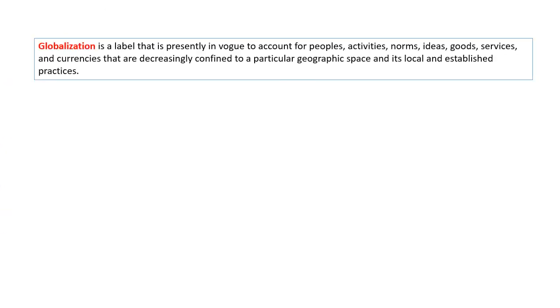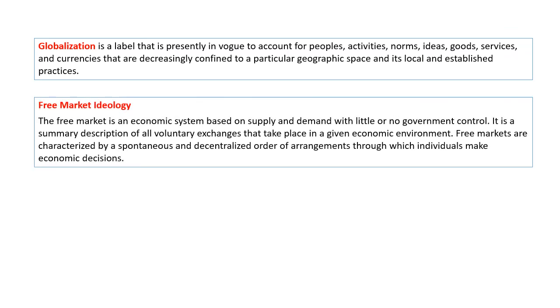Globalization is a label that is presently in vogue to account for peoples, activities, norms, ideas, goods, services, and currencies that are decreasingly confined to a particular geographic space and its local and established practices. Free market ideology. The free market is an economic system based on supply and demand with little or no government control. It is a summary description of all voluntary exchanges that take place in a given economic environment. Free markets are characterized by a spontaneous and decentralized order of arrangements through which individuals make economic decisions.